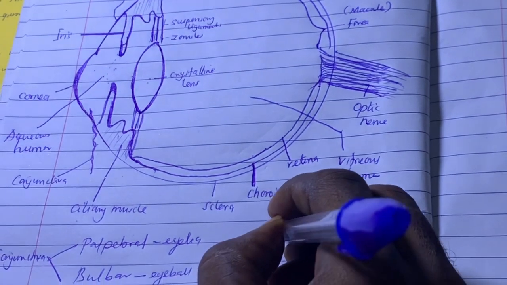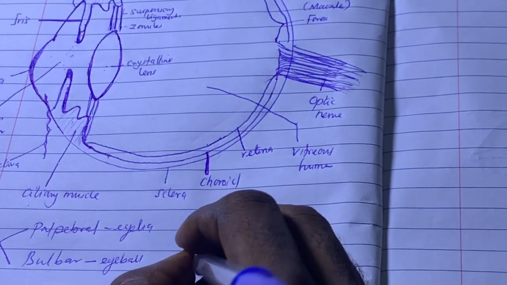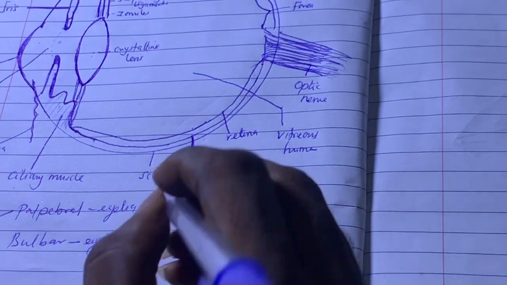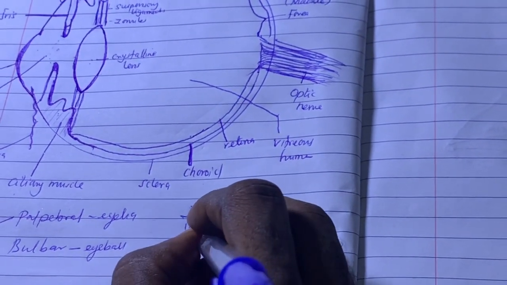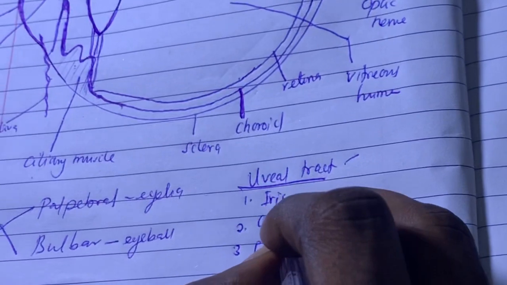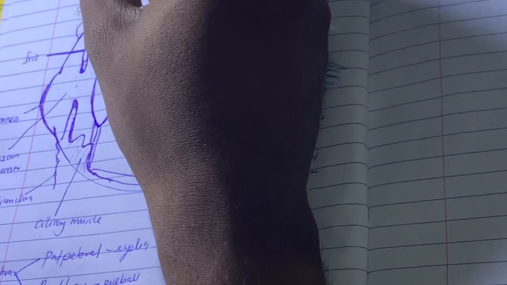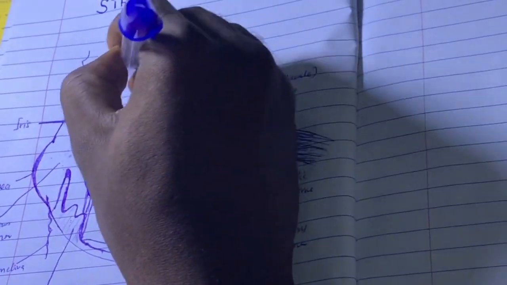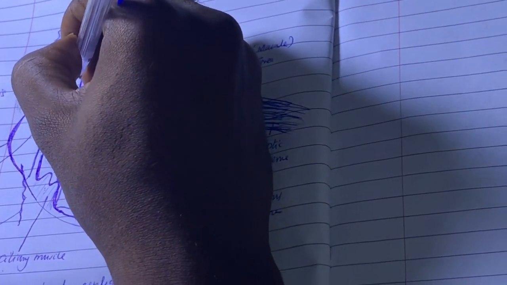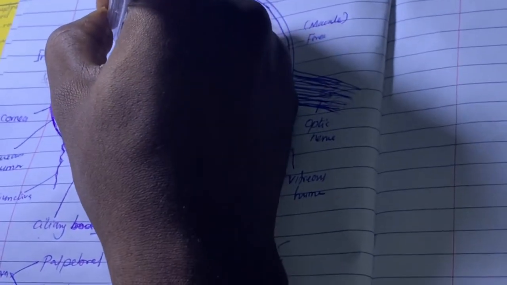what we call the uvea tract. If you are asked what the uvea tract is, it is made up of three components: the iris, plus the ciliary body, plus the choroid. This is called the uvea tract, or the uvea.